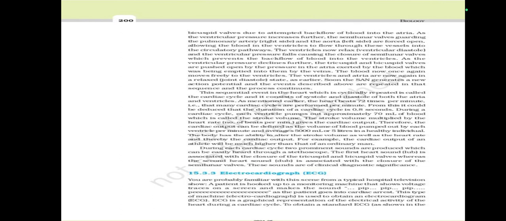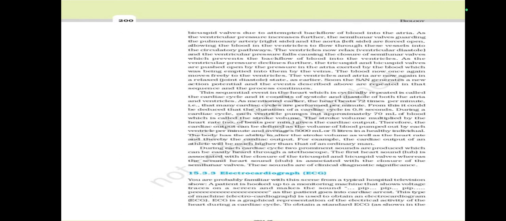Soon the SAN generates a new action potential, and the events described above are repeated in that sequence, and the process continues. The sequential events in the heart, which are cyclically repeated, are called the cardiac cycle, and it consists of systole and diastole of both the atria and ventricles. As mentioned earlier, the heart beats 72 times per minute.